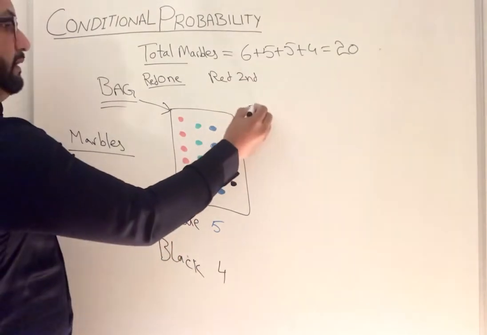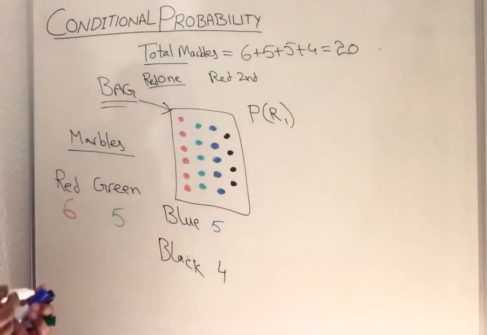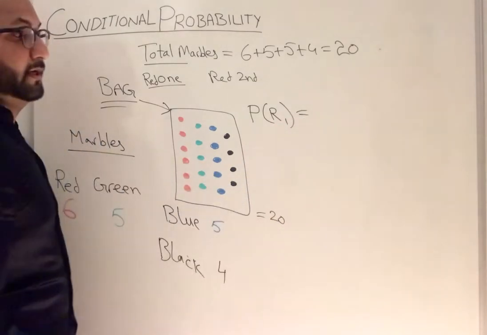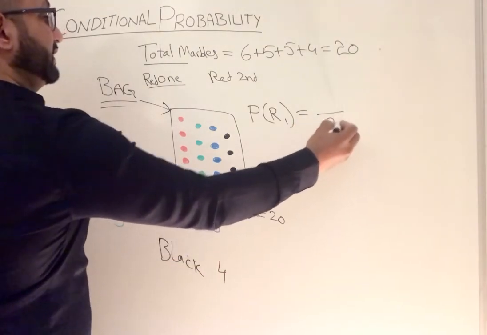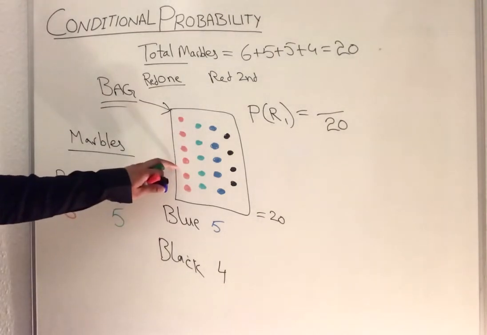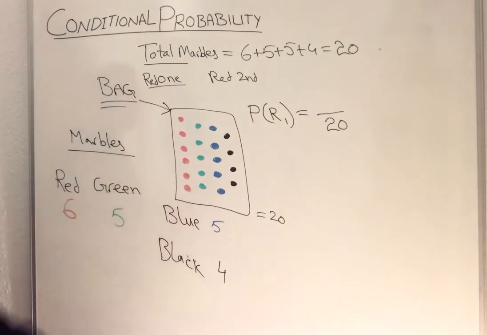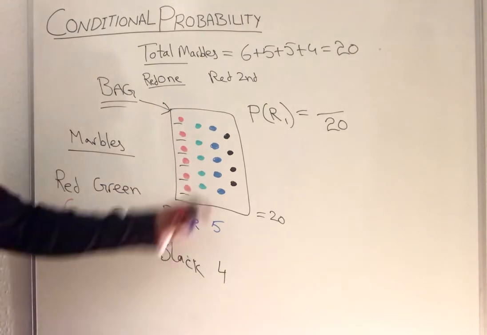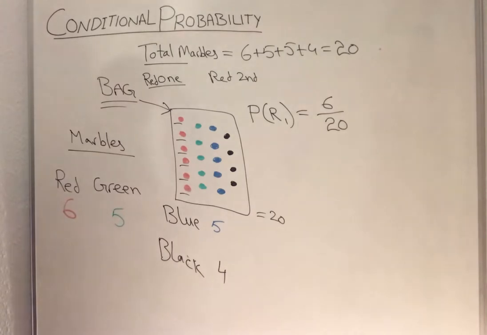If they are finding the probability of a red 1 time, then you can see how many are there in total. We got a total of 20. If we are finding the probability of that one, the total is 20. How many red are picked 1 time? They are picking 1 out of 20, but we don't know which one it is, but they said it is a red marble, so we can say the probability is 6 out of 20.